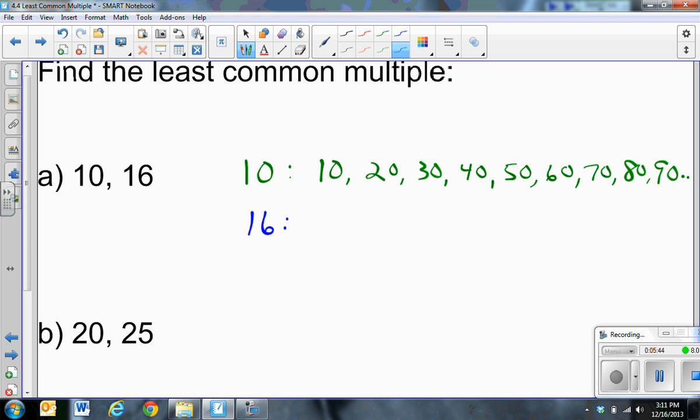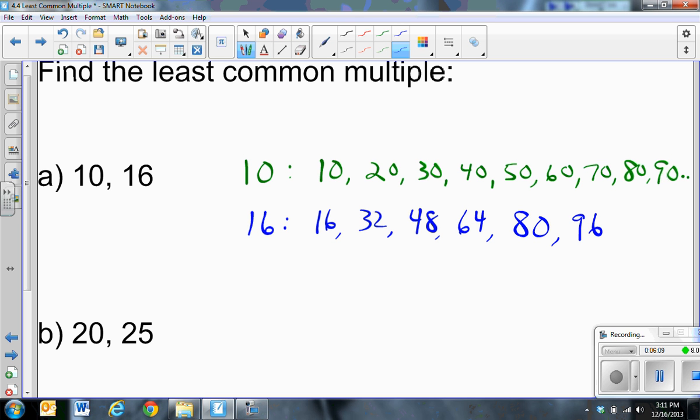So 16 times 1 is 16, times 2 is 32. Add another 16 to that, I get 48. Add another 16 to that, I get 64. And then another 16 is 80. And can you see why I can stop at 80? Because I hit it. All right?